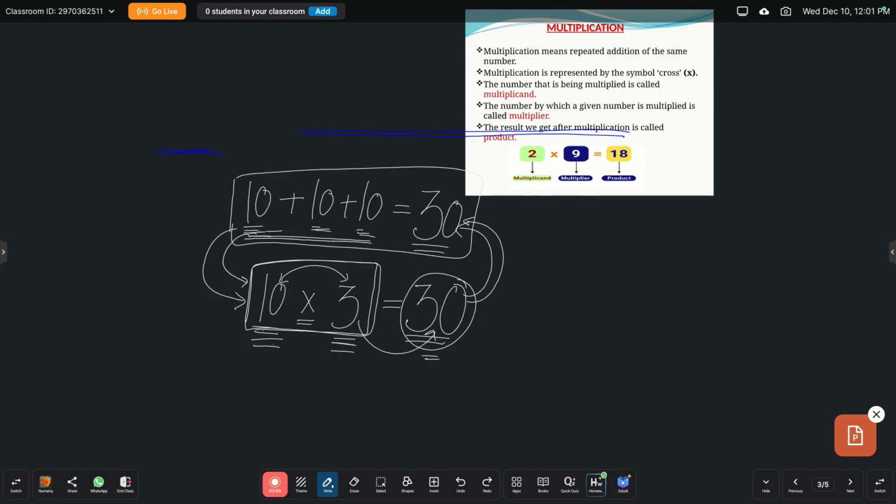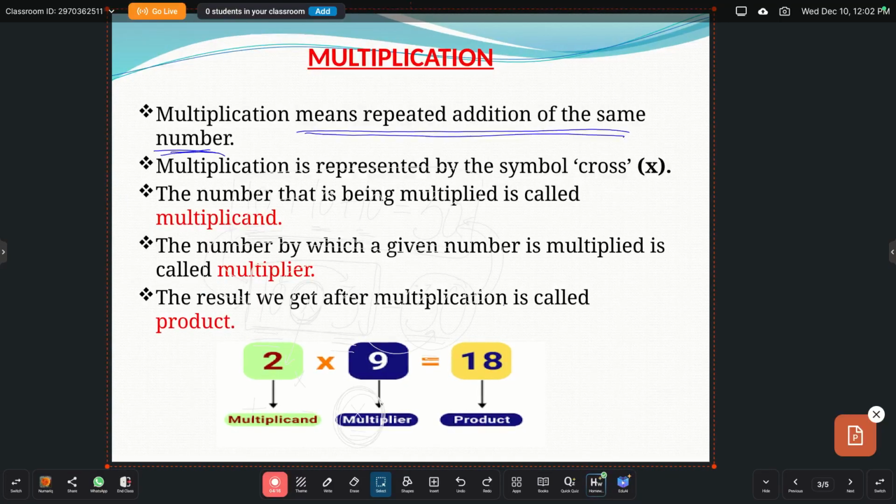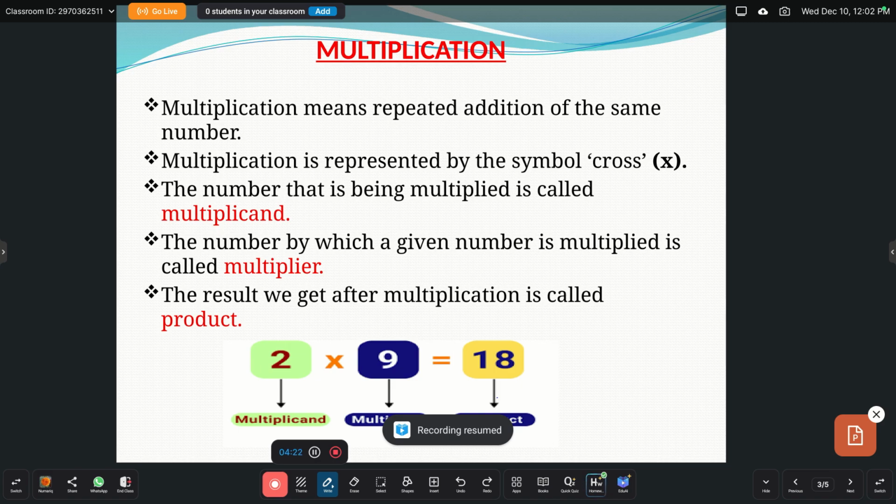Now see here, this cross is the symbol that is used for multiplication. In case of addition, we use the symbol plus. In case of subtraction, we use the symbol minus. And in case of multiplication, we use the symbol cross. So this represents our multiplication. So we got this now that multiplication means repeated addition of the same number, and multiplication is represented by the symbol of cross.